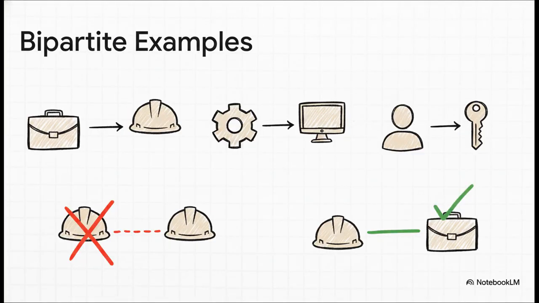And this structure? It's literally everywhere. One group could be jobs, the other could be qualified workers, or maybe it's computing tasks on one side and available machines on the other. The key rule is what gives it all its power. Connections only go between the groups. A worker can connect to a job, but they can never connect to another worker. This simple rule is what perfectly models the problem.